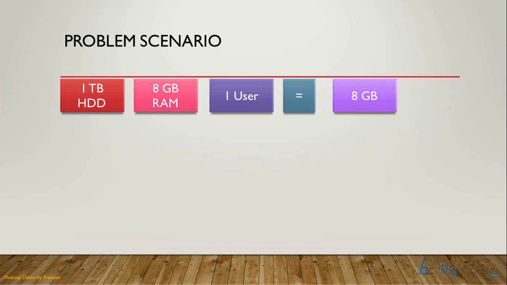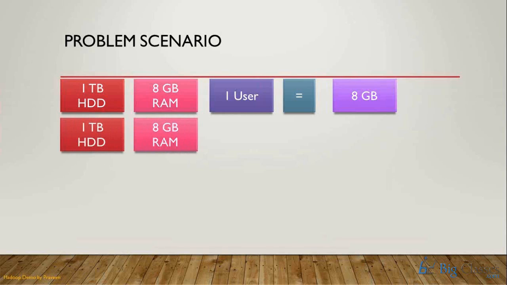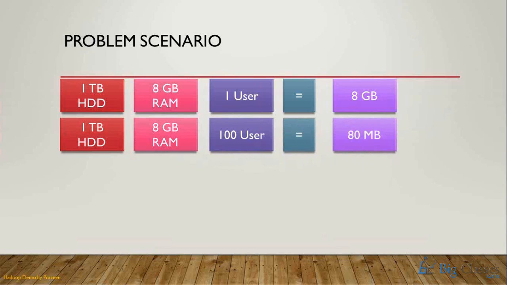But when I make the same laptop or same system a server, with the same hard disk and RAM, server means, as you know, concurrent users are going to be accessing at the same time. So when the concurrent users are accessing at the same time, it might be 100 users processing the same 1 TB data. But the RAM is going to be shared by all the 100 users, which means each user is going to get 80 MB of RAM. So can 80 MB process 1 TB data? No way. It is not at all possible.